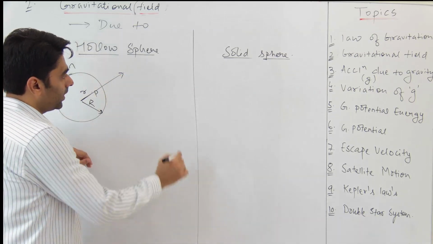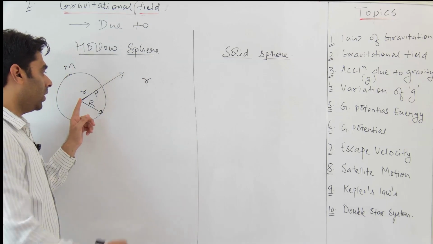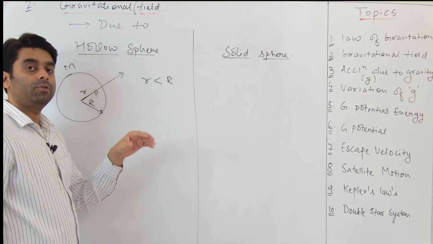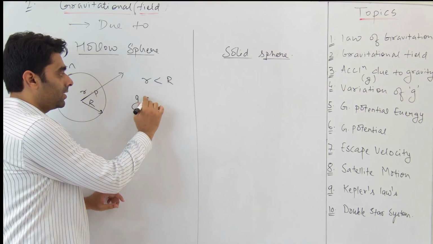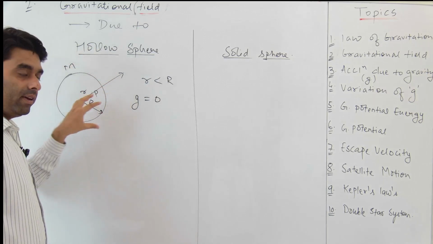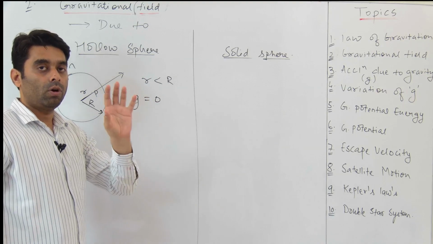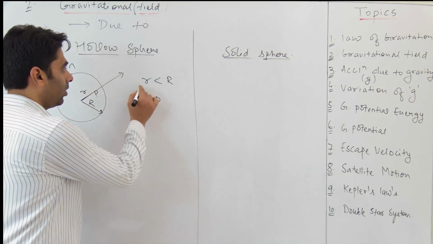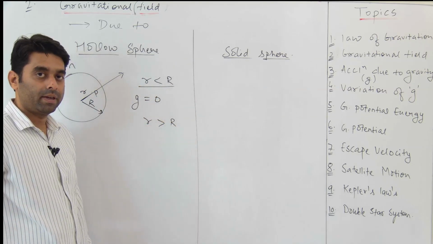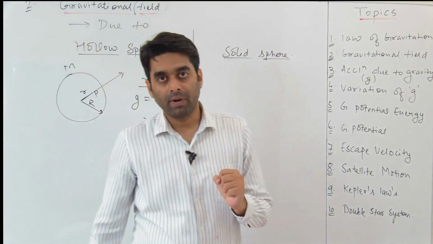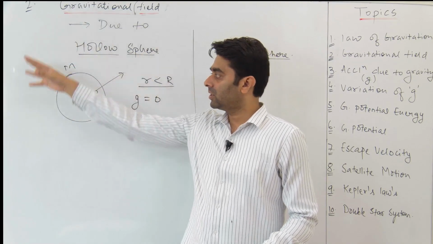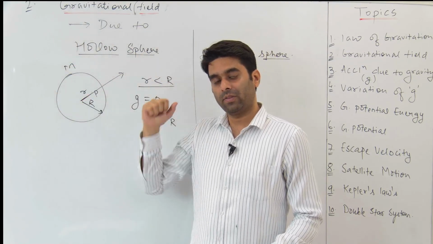For inside points, what can we say? Small r is the separation of the point from the center. When small r is less than capital R, that implies an inside point. For inside points, gravitational field is always 0, not just at the center. Everywhere inside, the gravitational field due to a hollow sphere is 0. Next, for outside points, for r greater than capital R, please remember that spheres can be considered as point masses placed at the center.